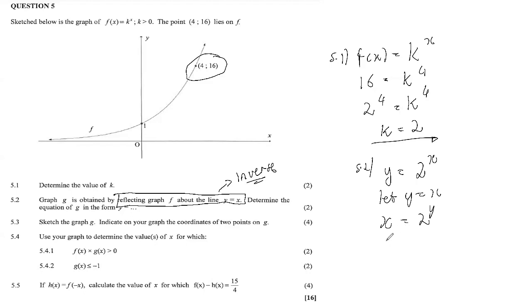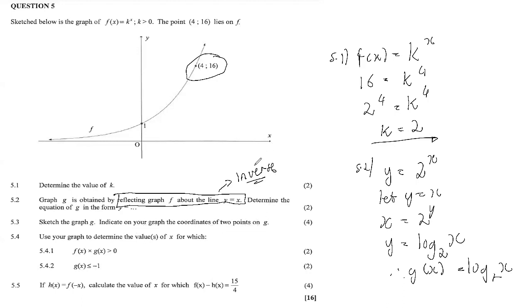Now the log rule I'm going to use is this one. I'm just going to make y the subject of the formula, so y is equal to log base 2 of x. Just like that, we have the equation for g. So we can write it as g of x is equal to log base 2 of x. And just like that, you have your 2 marks. Then 5.3 says sketch the graph of g. Indicate on your graph the coordinates of 2 points on g.